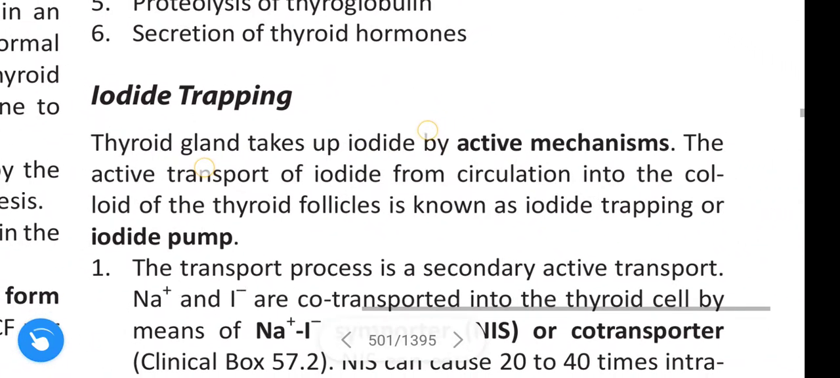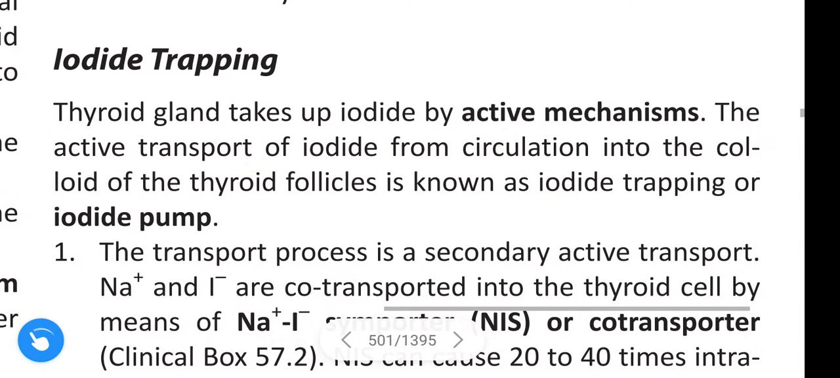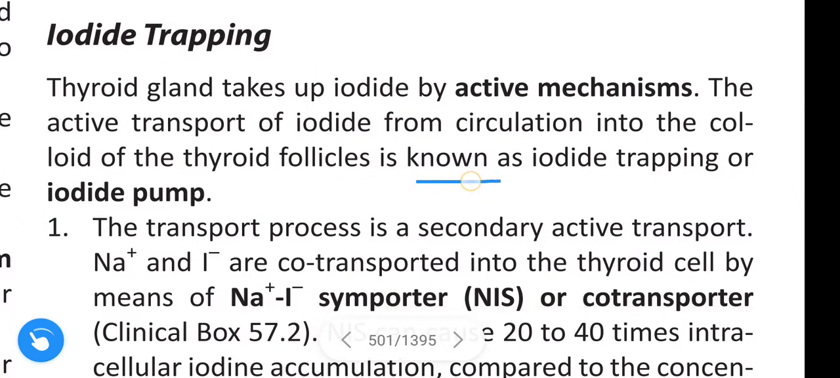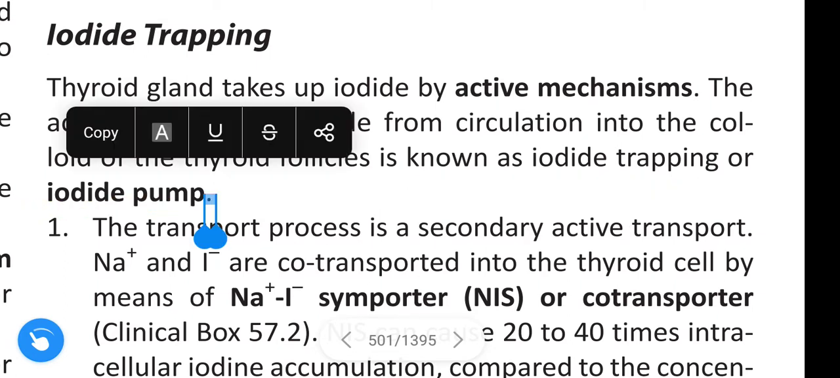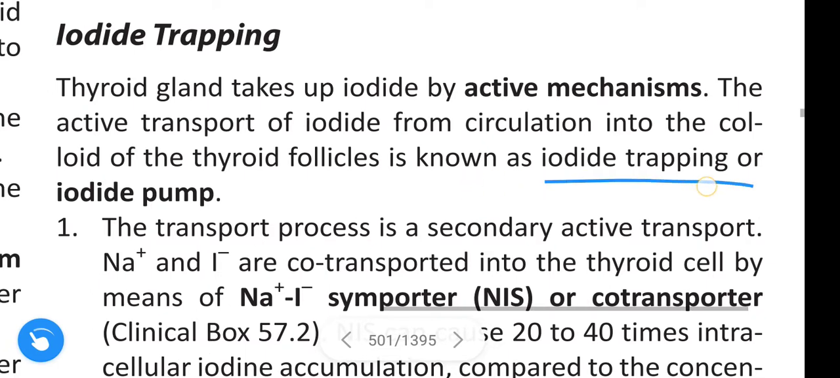First, iodide trapping. What happens in iodide trapping? The thyroid gland takes up iodide by an active mechanism. See here guys, it is iodide, not iodine. Iodide is an ion form. The active transport of iodide from circulation into the colloid of the thyroid follicles is known as iodide trapping or iodide pump.